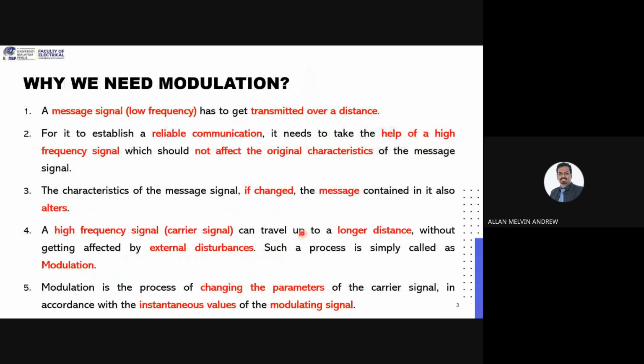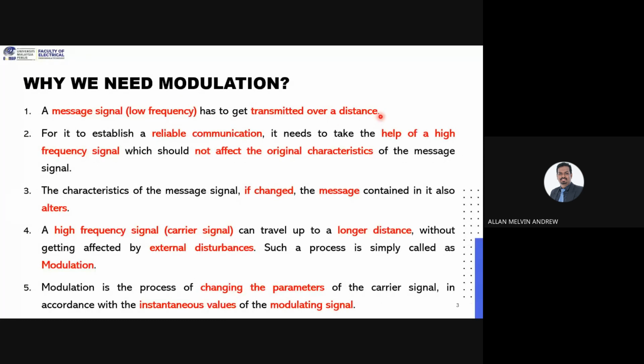Okay, so why do we need modulation? I already gave some intro in chapter 1. Modulation is a very important method that we use to send signals. A message signal is whatever we want to convey. That is what we call a message signal. It is low frequency, so we need to get it transmitted over a distance.